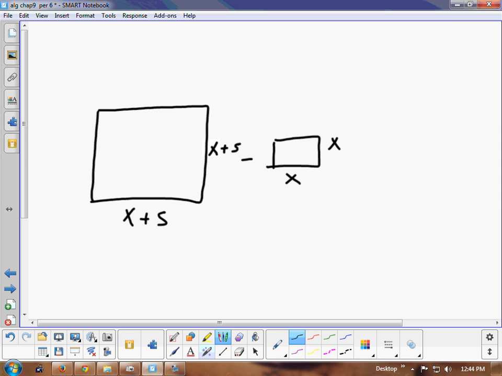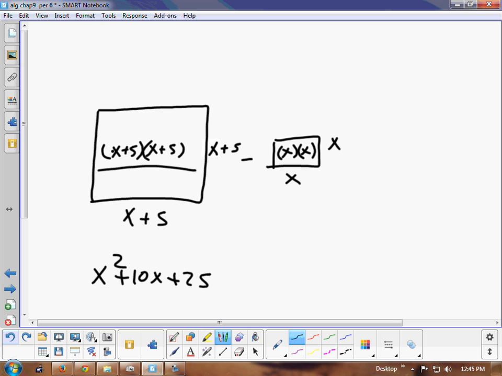We want to subtract the areas. The areas are found by multiplying the base times the height. So this area here is going to be the binomial x plus 5 times x plus 5. And this area in here is just going to be x times x. When I do this multiplication using the box or FOIL method, I get x squared plus 10x plus 25 minus x squared. And then if I just do the math here, this cancels with this, and this is my answer.